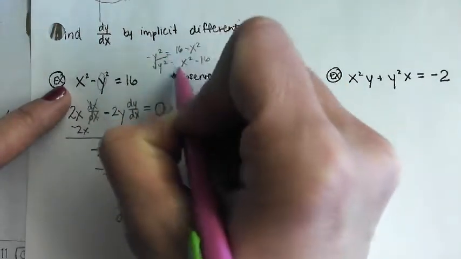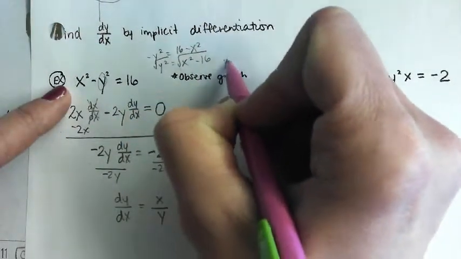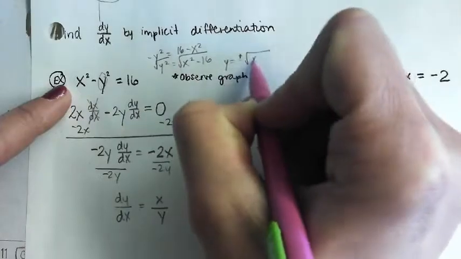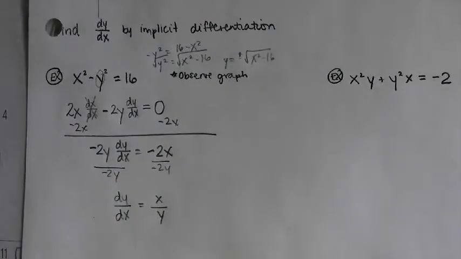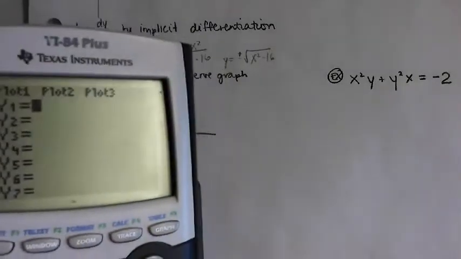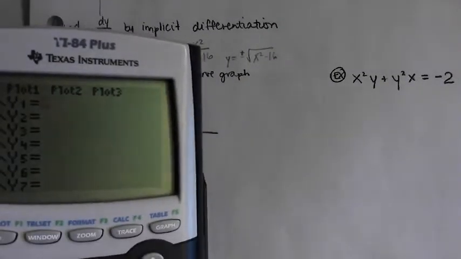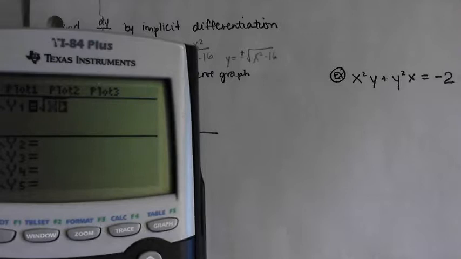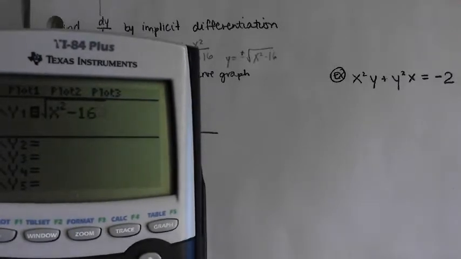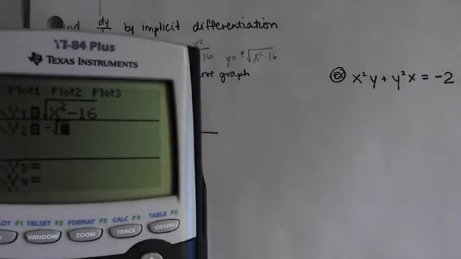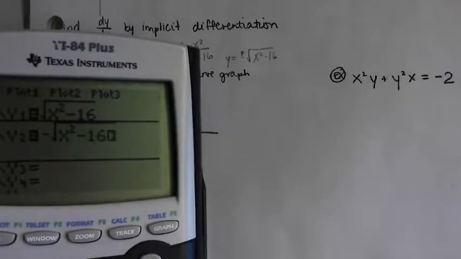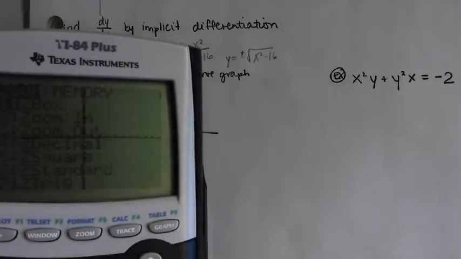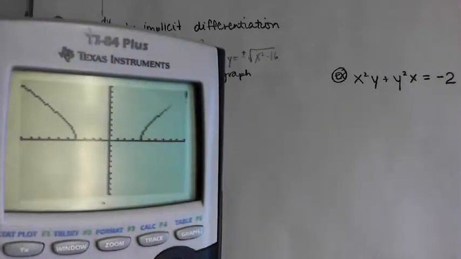In order to type this in, I have to type in y equals plus or minus the square root of x squared minus 16 to see what this graph looks like. So it's going to have to come in 2 parts. So the positive square root of x squared minus 16 and the negative square root of x squared minus 16. I'll just do zoom 6 for now. So here's what this looks like.